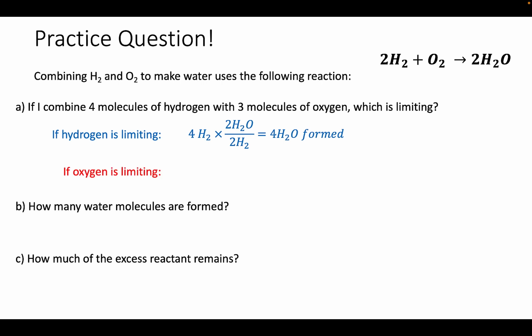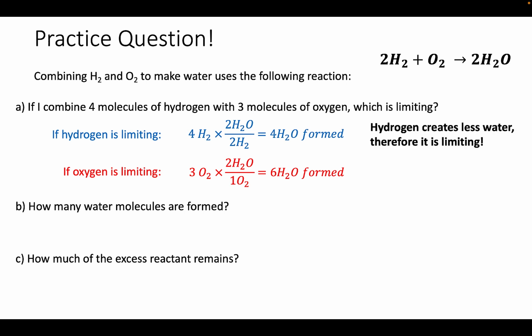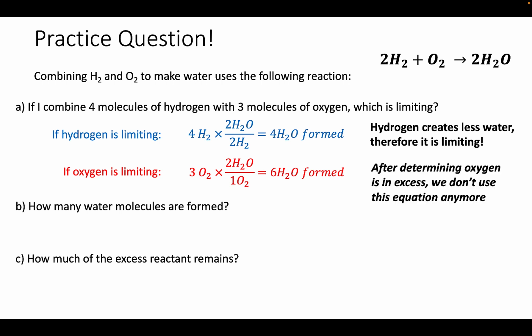Well, what if the oxygen is limiting? We say it's 3 molecules of O2. We only need 1 to make 2 H2Os, and therefore 6 waters would be formed if it was the oxygen that was limiting. So in this case, which one is truly limiting? Well, the hydrogen creates less water, therefore it is going to be our limiting reactant.